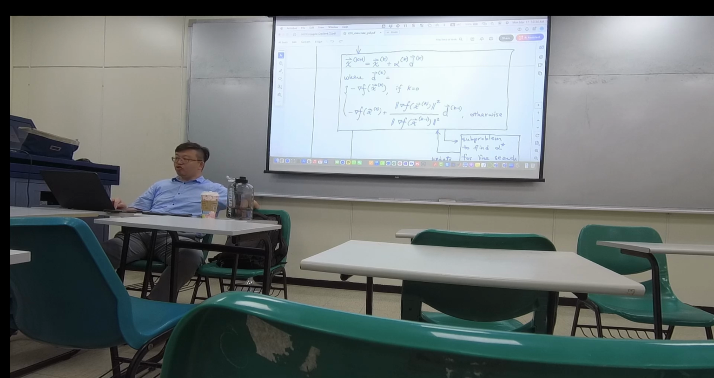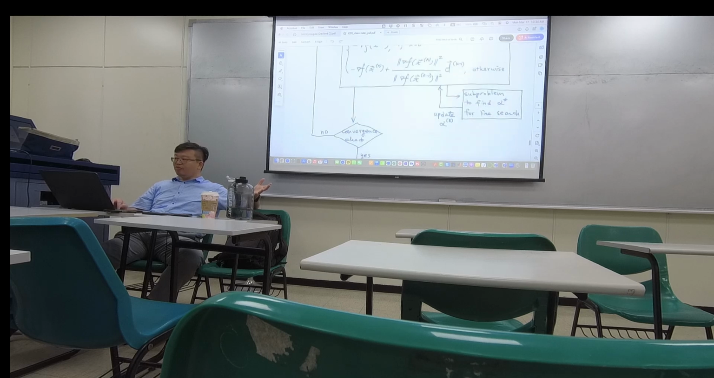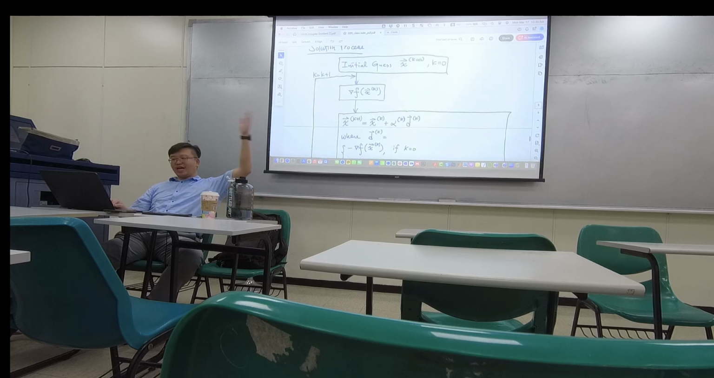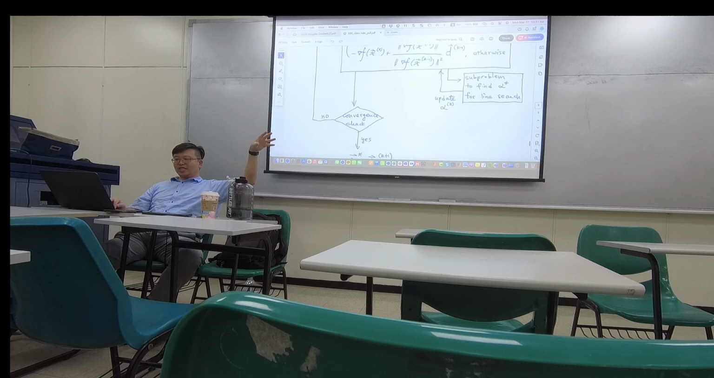So in this procedure, you have no idea what alpha is. So you will perform your sub-problem, a small problem for the line search. Find alpha, and then update with alpha. Same as steepest descent. Okay? Then convergence check. If not yet converged, go back to this procedure with k equals k plus 1. Keep on doing this until it converges.